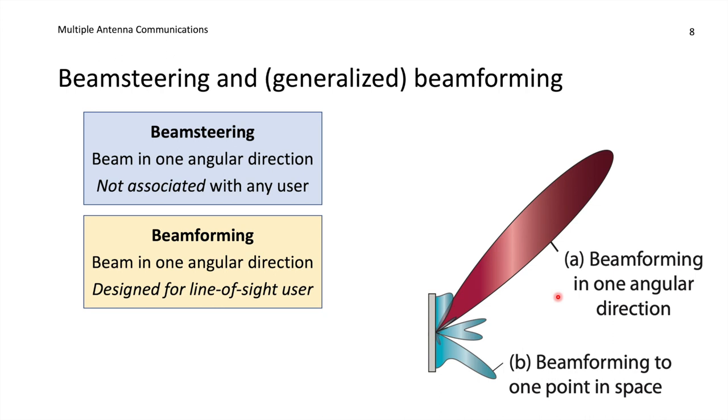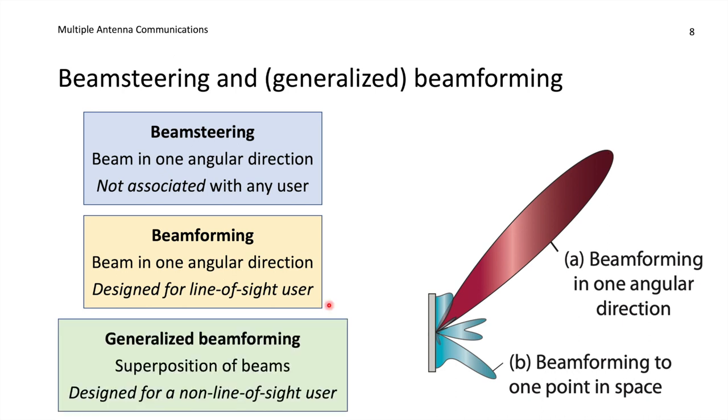Beamforming, on the other hand, means that we are sending a beam in one angular direction, but we are designing it based on the user channel. So we are sending pilots so we can learn where the user is, and then we are forming a beam towards this location. And traditionally, beamforming is referring to the fact that we are sending a beam, a physical beam like this, in one angular direction, because the user is located in that angular direction. So this is precisely how this transmission will look like in the free space line of sight scenarios that we have considered in the previous video.